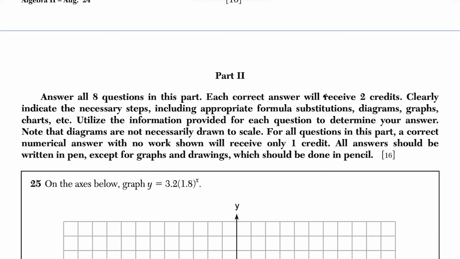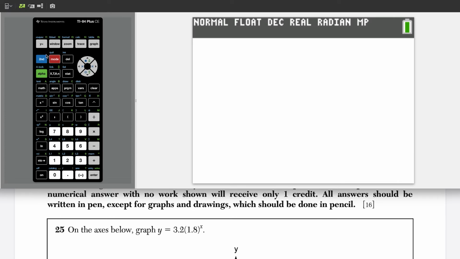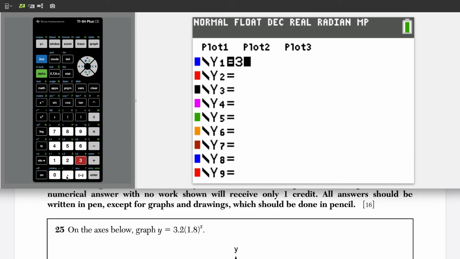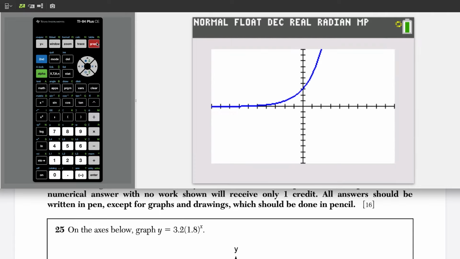There's 8 questions here, and each one is worth 2 credits. Question 25, on the set of axes below, graph this function. So let's go over to the y equals, and we'll type this in. We have 3.2 times, so we're putting parentheses, we have 1.8 as the base, and we're raising this up to the x power. So we press graph, and notice that we get this exponential curve here.